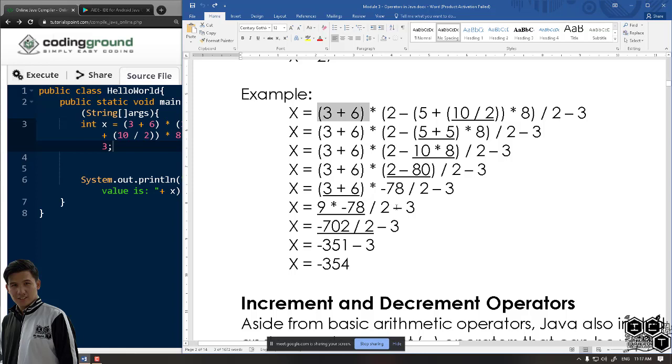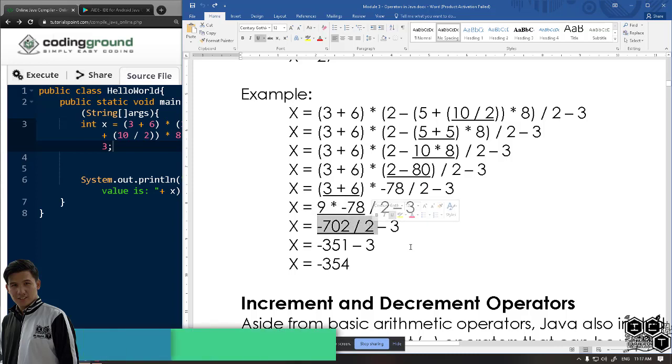Now, pasok tayo dito sa, nasaan na ba tayo? Ito. We executed this 3 plus 6. So, dito na tayo. 9 times negative 78 divided by 2 minus 3. Yan o. Ang in-execute natin, 9 times negative 78. So, we have negative 72 divided by 2 minus 3. And so on.